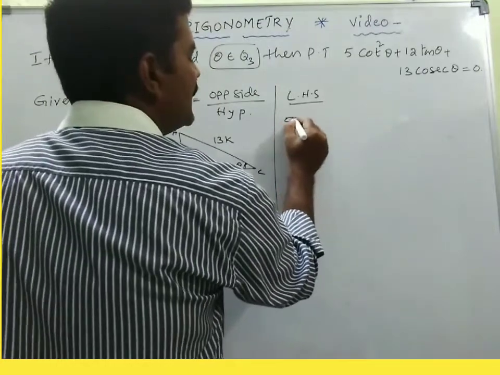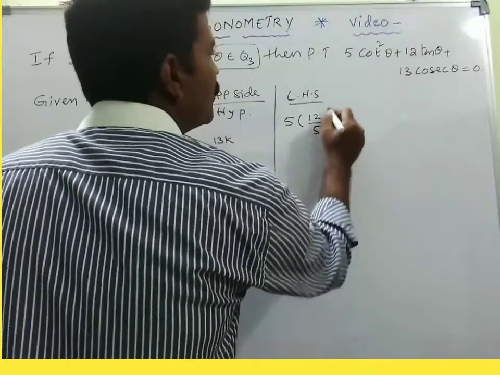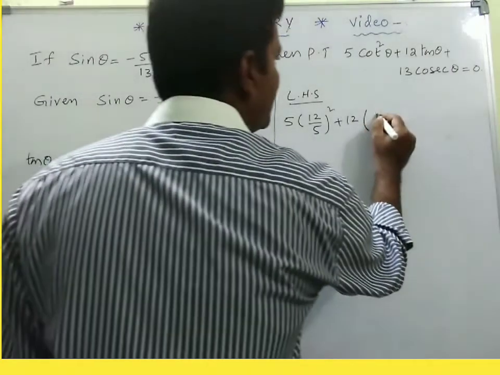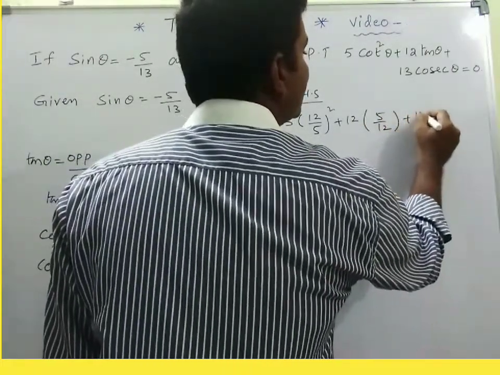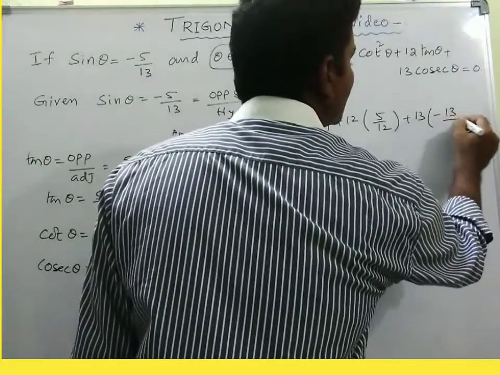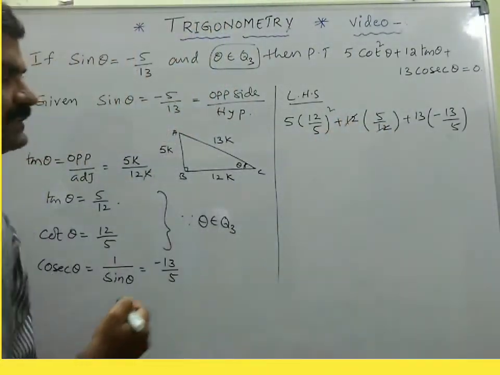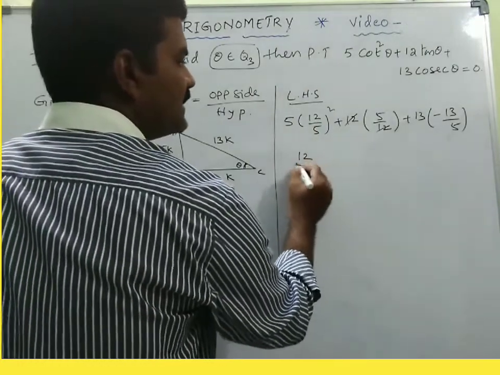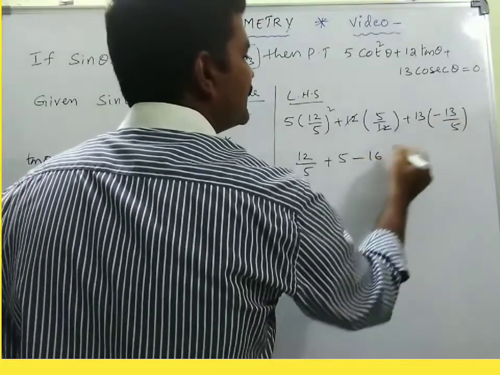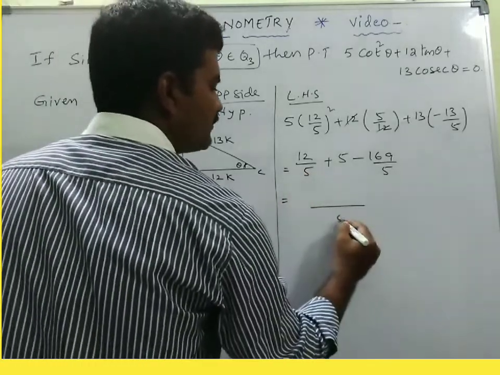If you substitute in the LHS, 5 into cot theta, which is 12 by 5 whole square, plus 12 into tan theta, which is 5 by 12, plus 13 into minus 13 by 5. This is the LHS. Of course 12 and 12 get cancelled, one of the 5s gets cancelled, and this is 12 square by 5 plus 5 minus 13 into 13, which is 169 by 5. So take the LCM, which is 5.